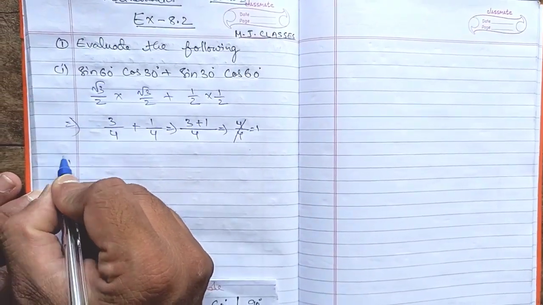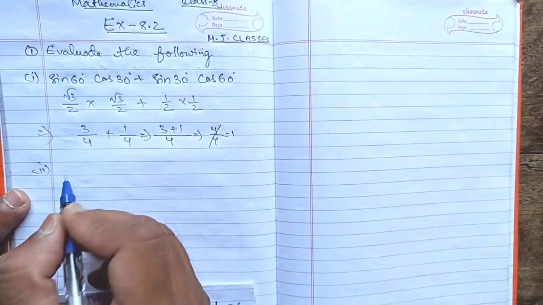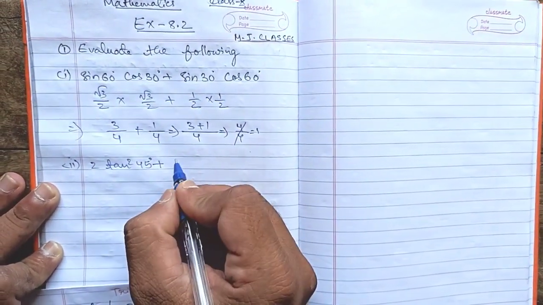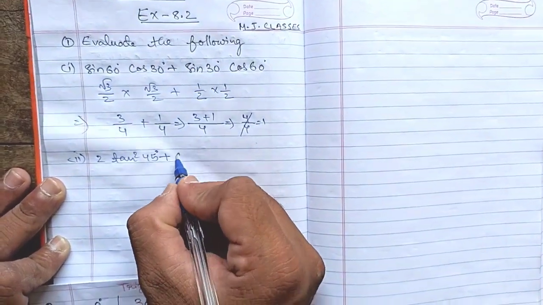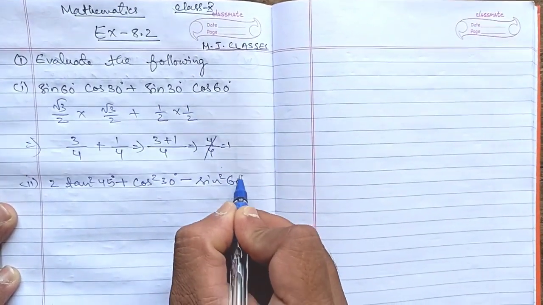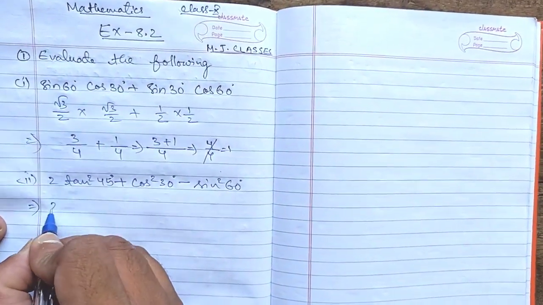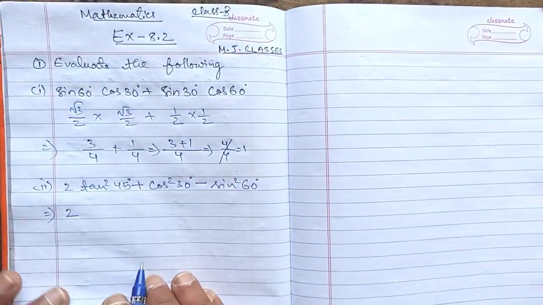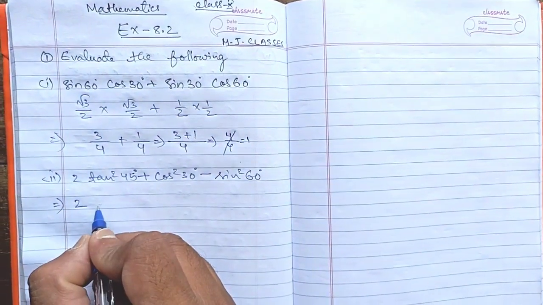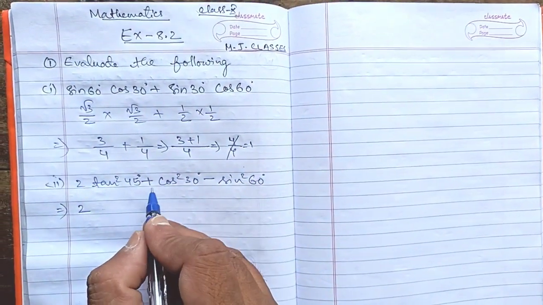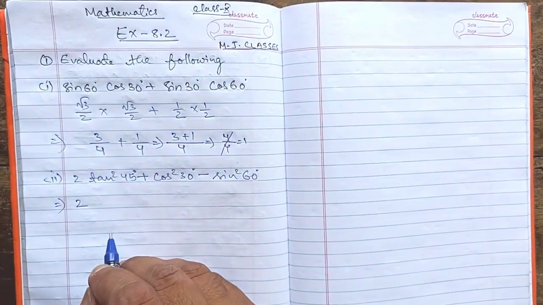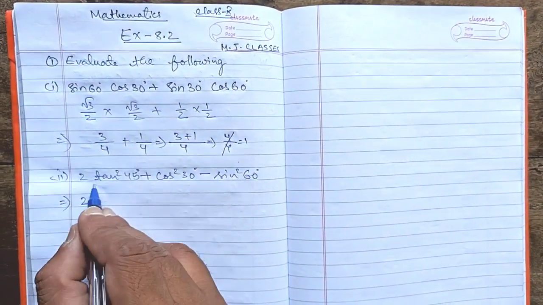Next question, second bit. In the second bit it is given 2 tan square 45 plus cos square 30 degree minus sin square 60 degree. Here a small thing I want to explain. In the second bit it is given 2 tan square 45 degree plus cos square 30 degree minus sin square 60 degree.